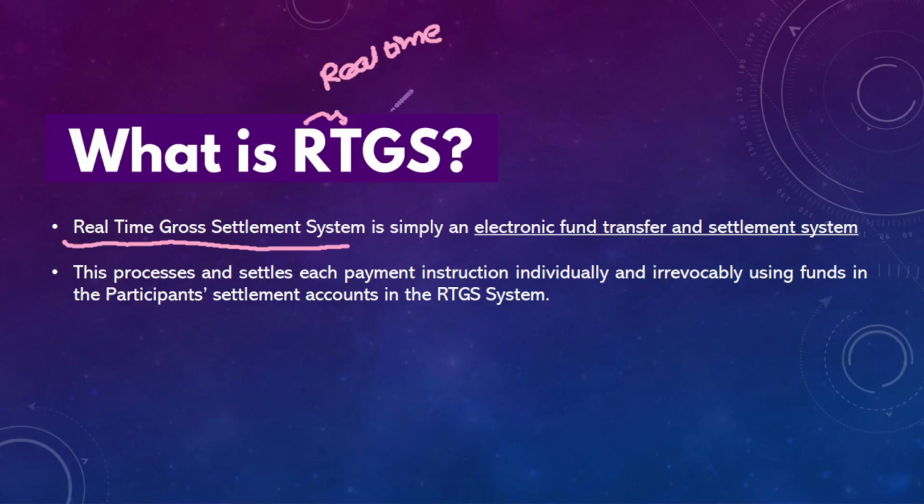The next important feature is that this is a gross settlement system. Why is this unique or important in this system? Because most fund transfer methods operate on a net settlement basis. That is why they are unable to perform the transaction on a real-time basis. Here, transactions happen on a gross settlement basis.